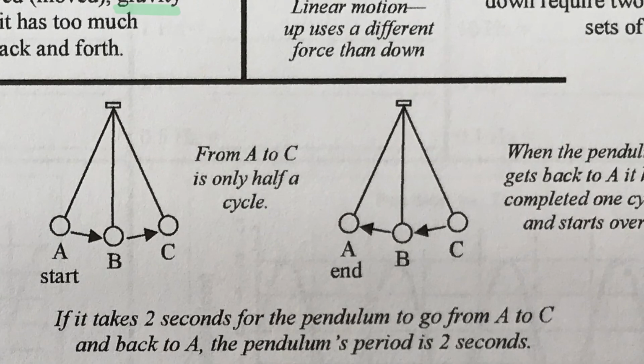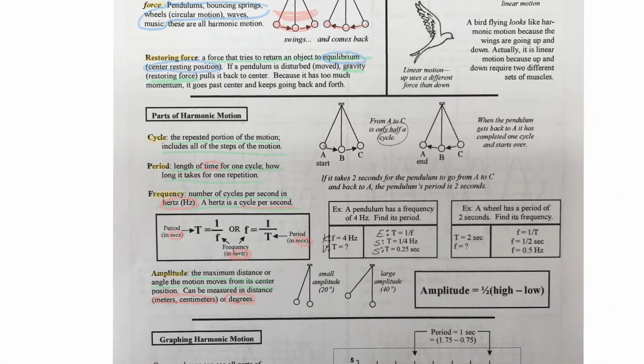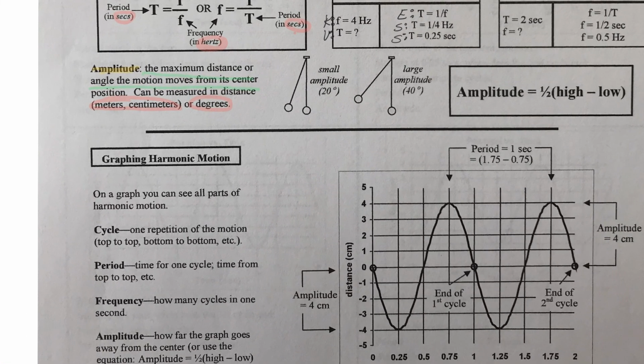Okay. Now some of these other examples up here, this is by itself. It takes 2 seconds for the pendulum to go from A to C and back to A. A to C is only a half a cycle, and it goes back from C to A. That's a half a cycle, so you have to put them both together for a full cycle. And then the graphic harmonic motion, again, you've got some definitions that you can mark, and then I would look at the graph.